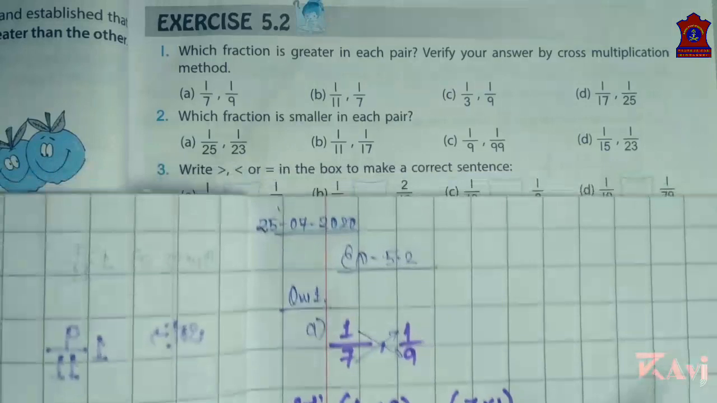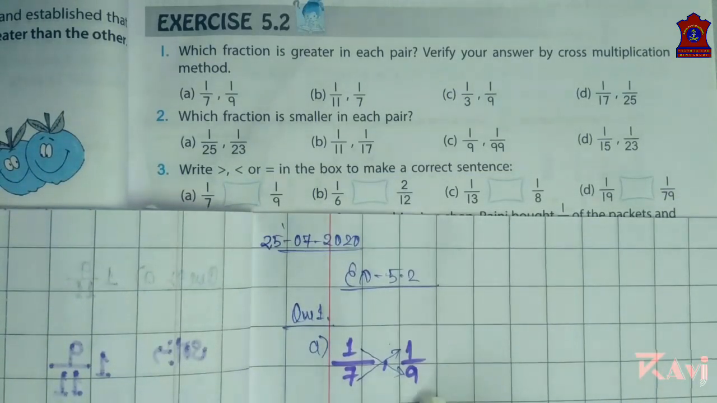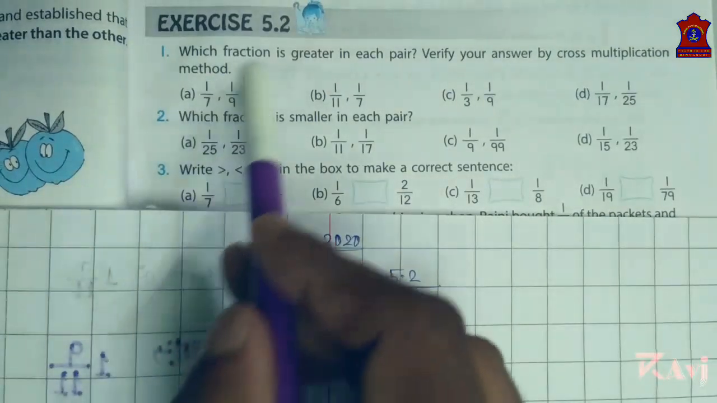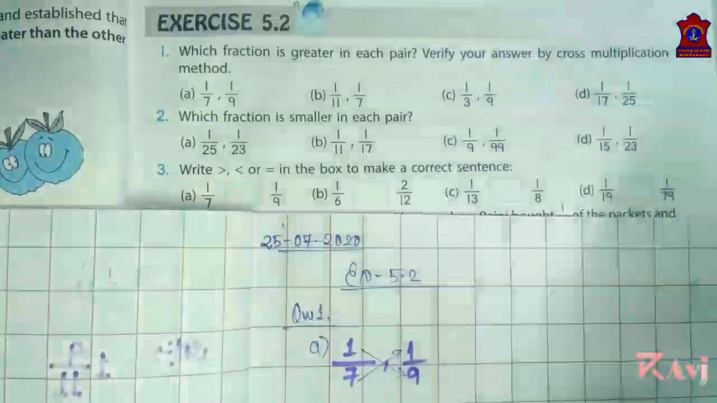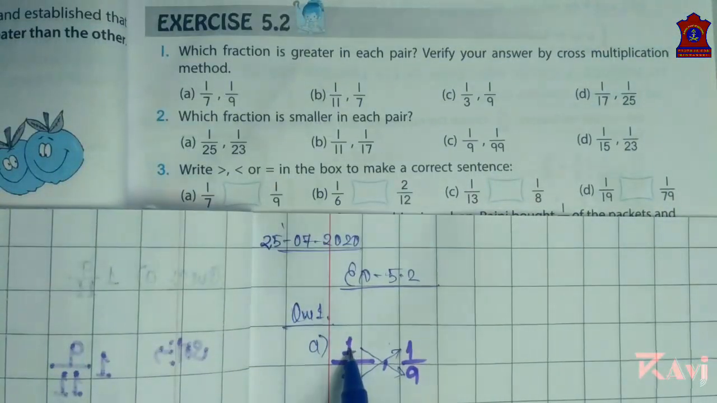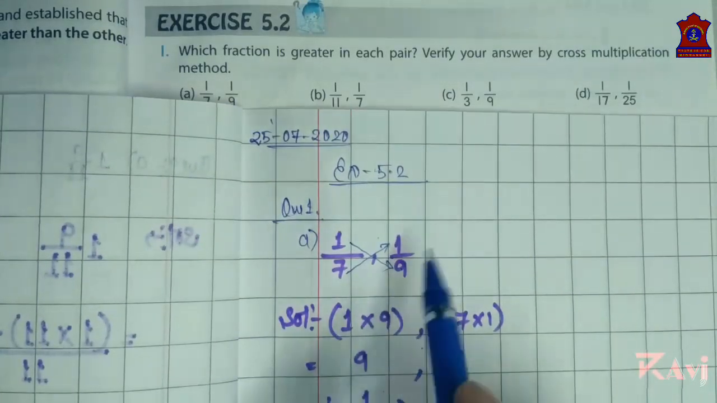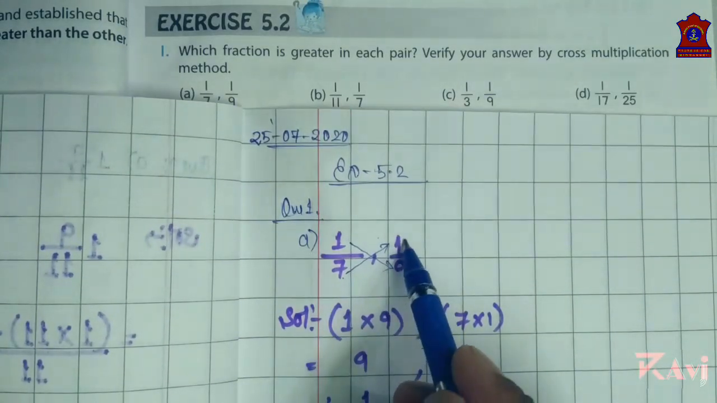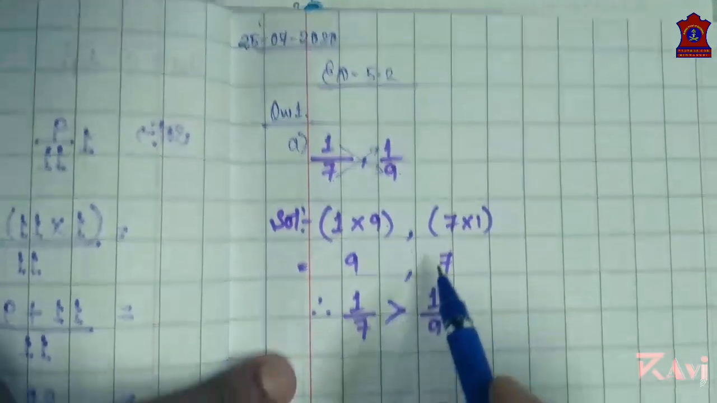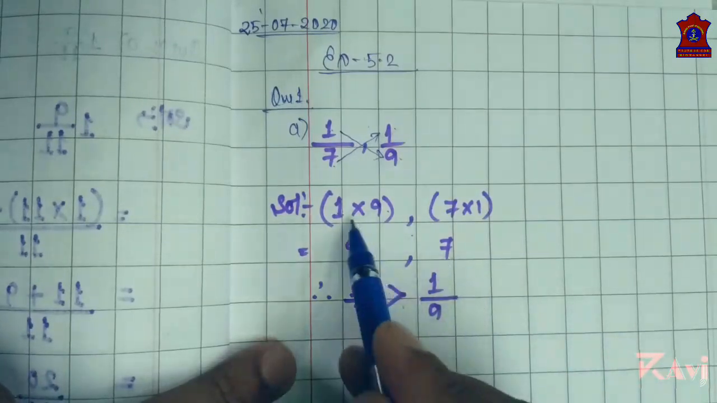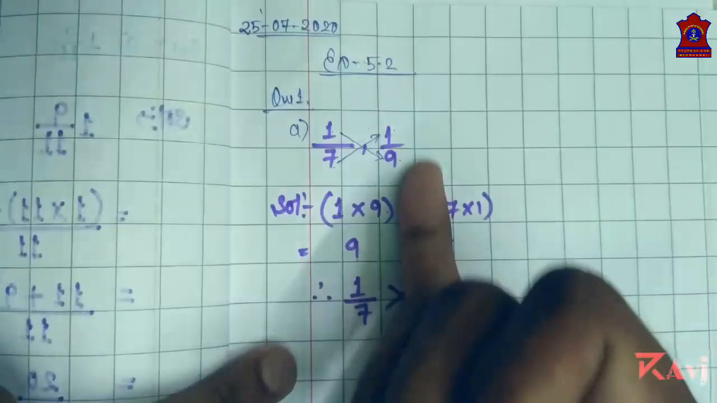So look at the question. Question number A. 1 by 7 and 1 by 9 is given here. So what you will be doing here, this numerator 1 will be multiplied by 9, and this denominator will be multiplied by numerator of the other number. 1 into 9 is 9 and 7 into 1 is 7. So see which side is greater. This side is greater and this side is smaller.